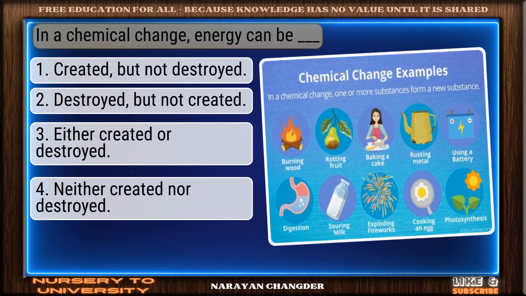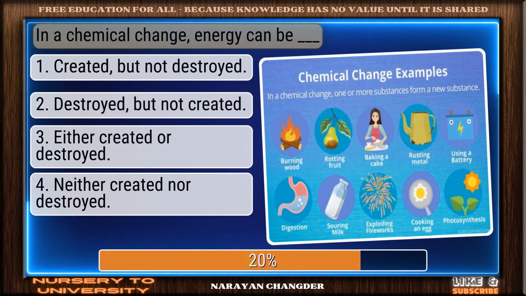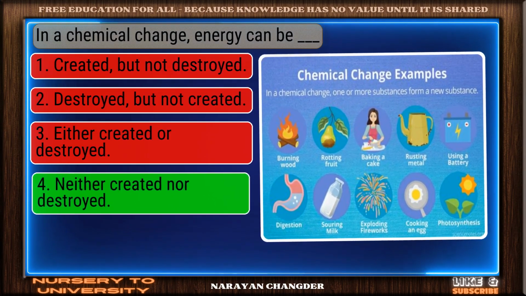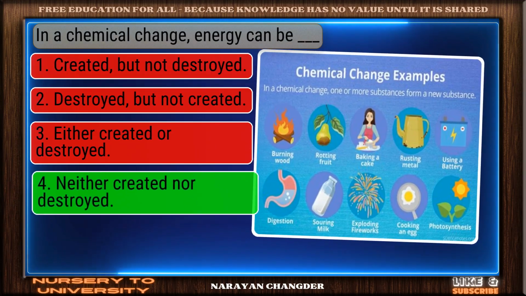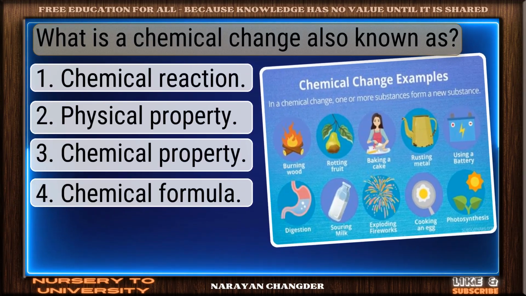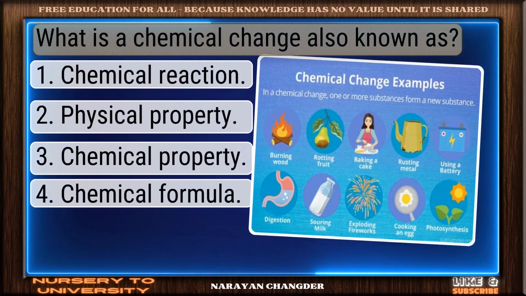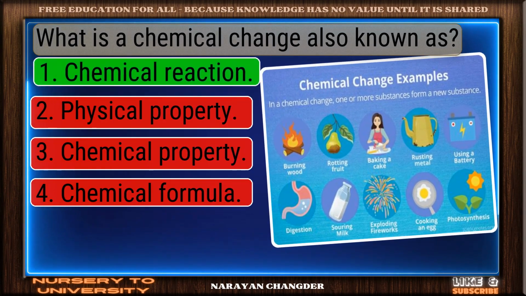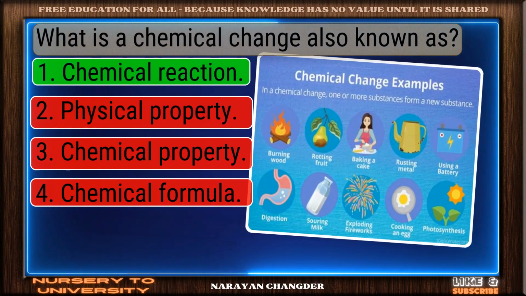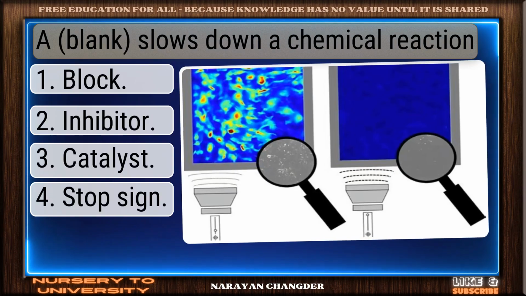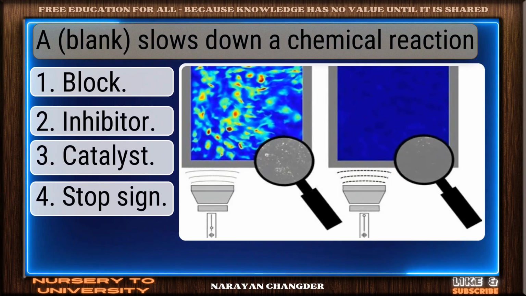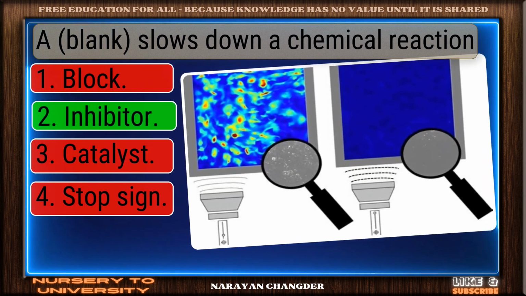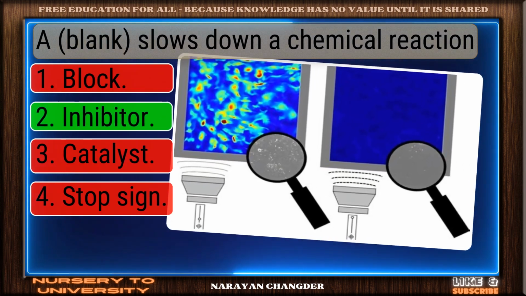In a chemical change, energy can be dash. You chose neither created nor destroyed, and it is correct. What is a chemical change also known as? Right choice. Chemical reaction is the best answer. Slows down a chemical reaction. Bravo. Inhibitor is the answer.